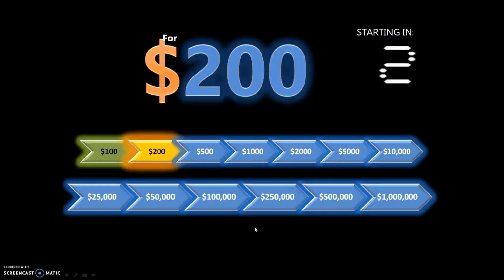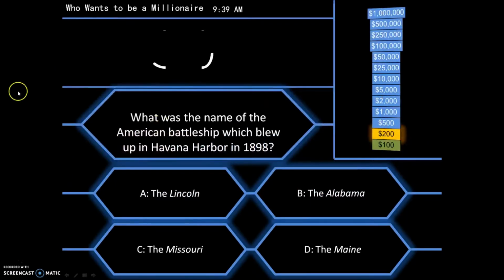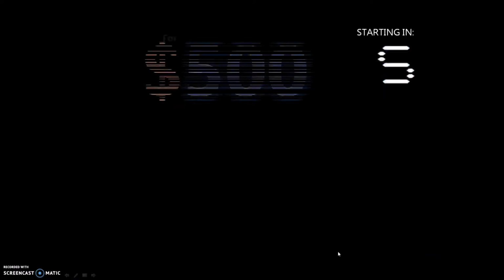Alright, so moving on to the next question. I hope that the first question was easy for you. Next, what was the name for the American battleship which blew up in Havana Harbor in 1898? A. The Lincoln, B. The Alabama, C. The Missouri, or D. The Maine? And of course, that's the Maine ship, D.